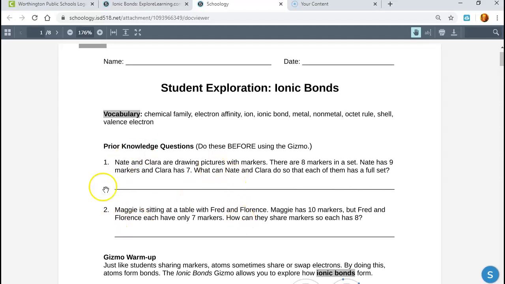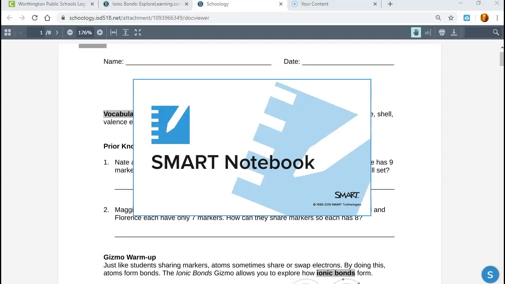Now what we're talking about, the markers here, is exactly what atoms do with electrons. If you have extra electrons that you don't need in your outside shell, you can give them away. If you need some more electrons, you can get some from a friend. And the rule is that you want to have a full shell of electrons.